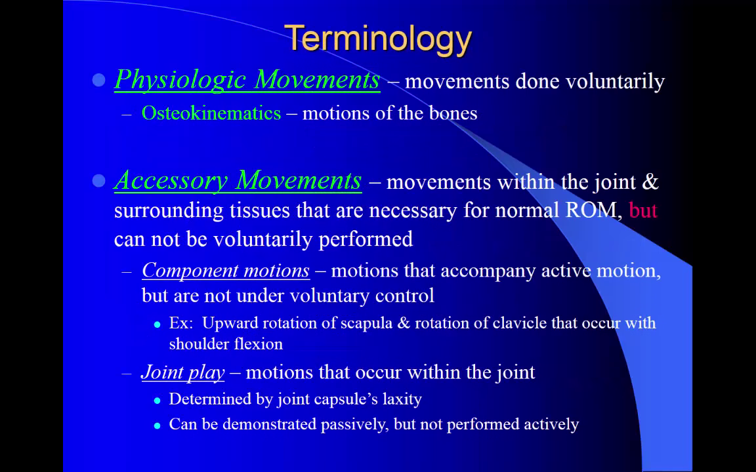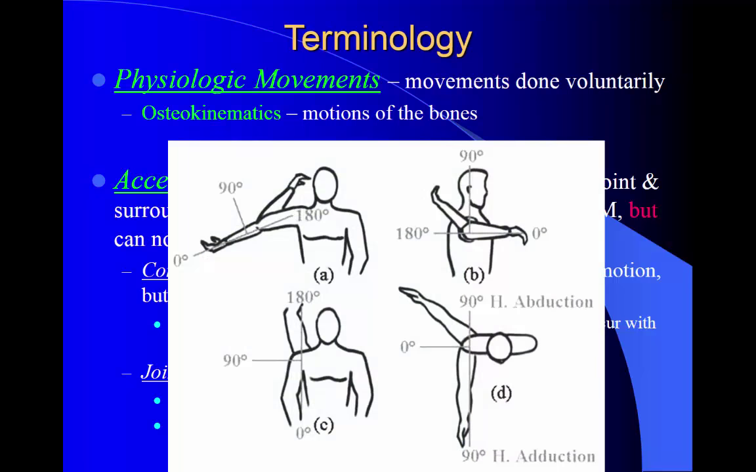Physiological movements are movements done voluntarily. These are commonly called osteokinematics and occur as a result of the movement of the bones. Large movements are measurable. We can quantify the amount of movement available at the joints in the body with a goniometer. A goniometer allows a clinician to measure body mechanics in degrees. Osteokinematics are the result of concentric and/or eccentric active muscle contractions. Movements can be measured such as flexion, extension, abduction, adduction, internal rotation, external rotation, pronation, supination, inversion, and eversion.